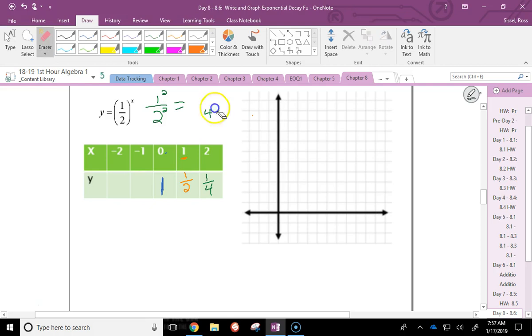Let's make sure we understand the negative. 1/2 to the -1. I would show all my steps. Okay, I'm using -1 because that's my exponent, my x right here. When we have a negative exponent, we reciprocate. So this would be 2 to the first power over 1 to the first power, which is equal to 2.